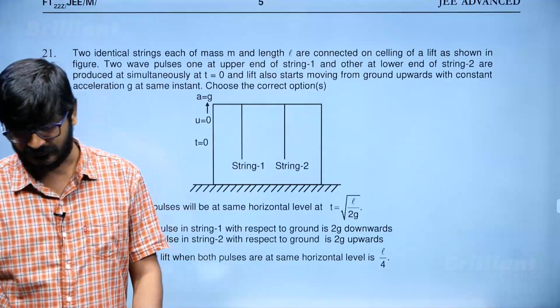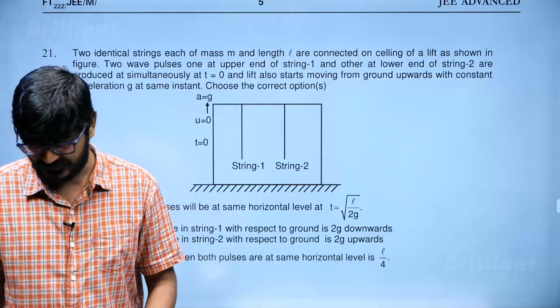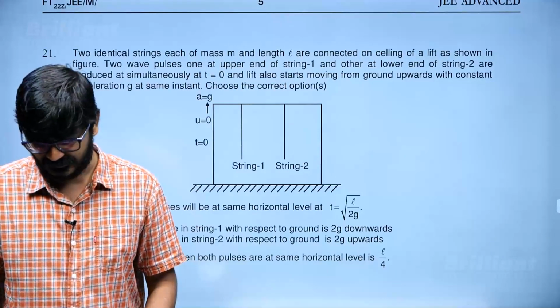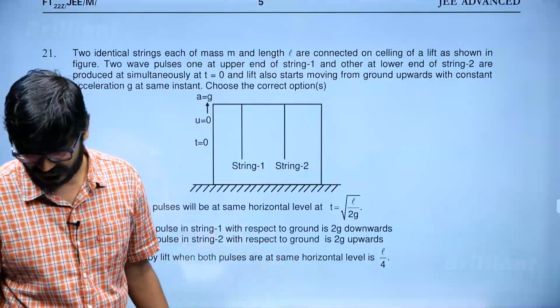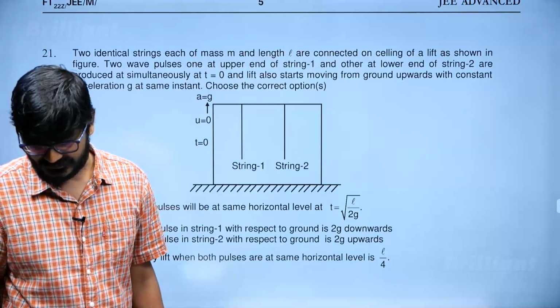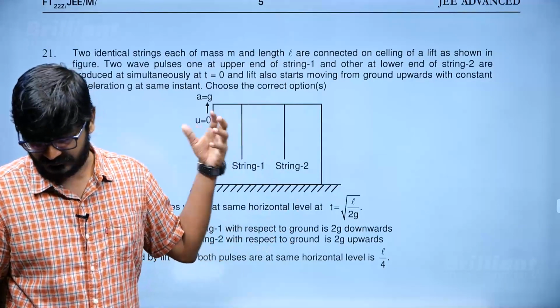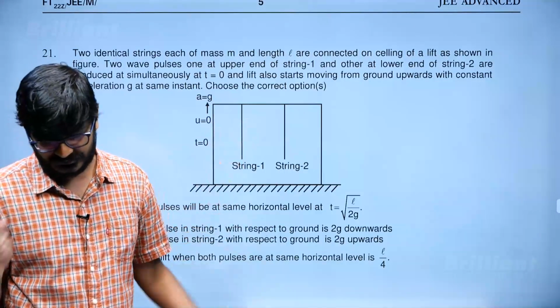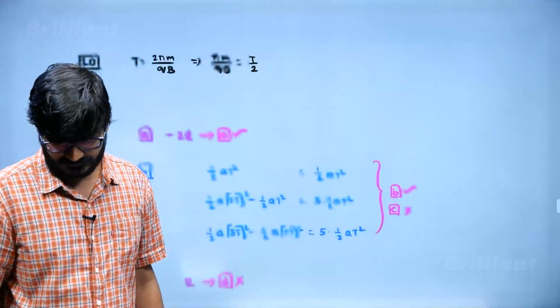Two identical strings of mass m and length l are connected on the ceiling of a lift as shown. Two wave pulses, one at the upper end of string 1 and one at the lower end of string 2, are produced simultaneously. The lift also starts moving from ground upwards with a constant acceleration. So you need to find some stuff there.